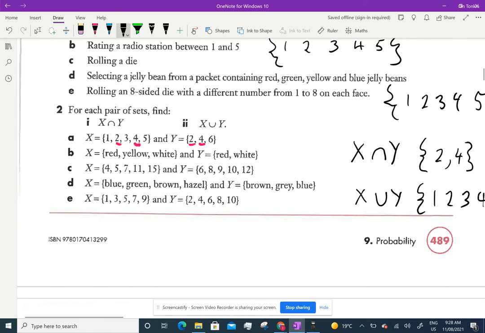Okay? And I'm not going to do the other one, but if I'm looking for things that are in both, there's a white in there and a white in there and a red and a red. So the intersection is red and white, and the union is red, white, and yellow. Righto.